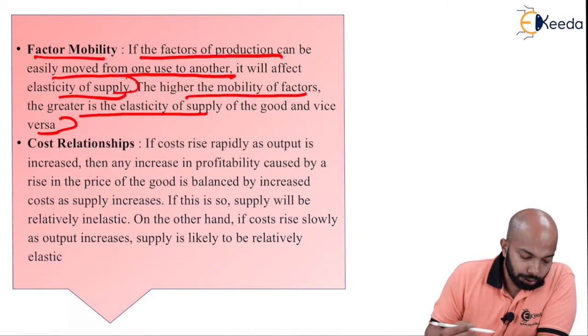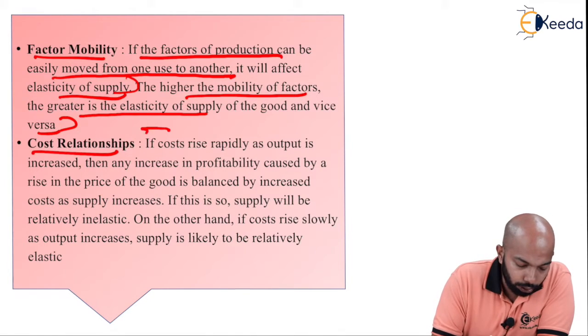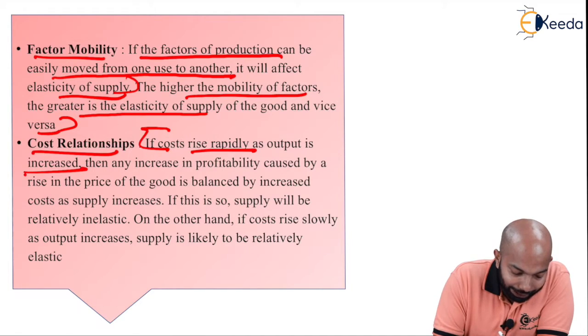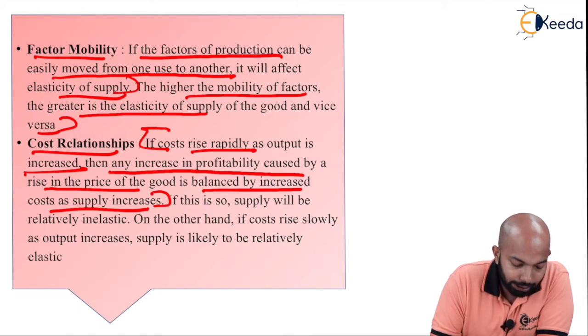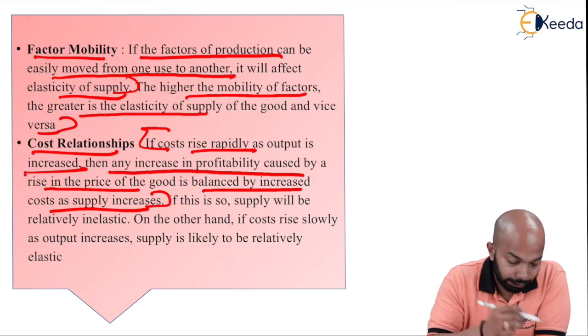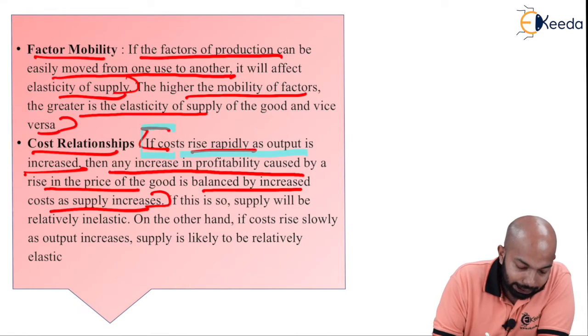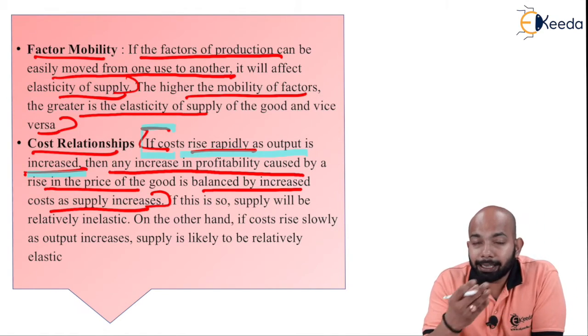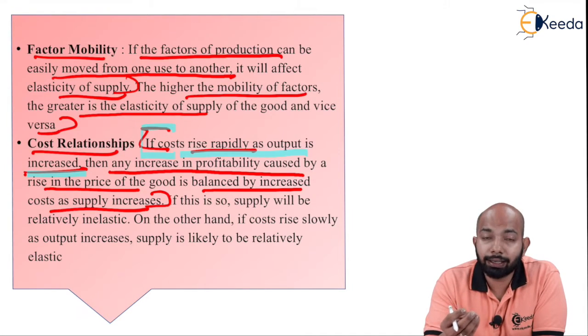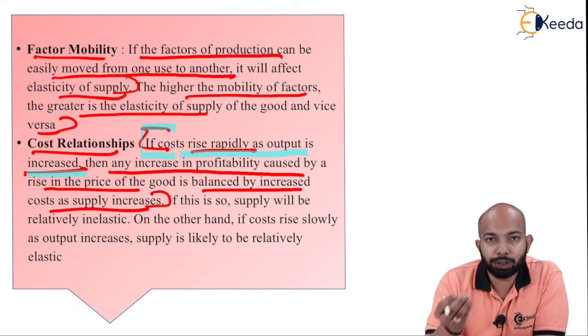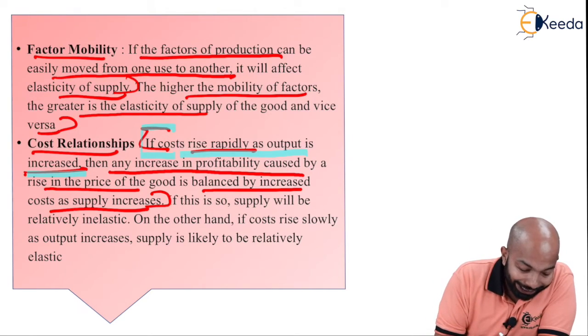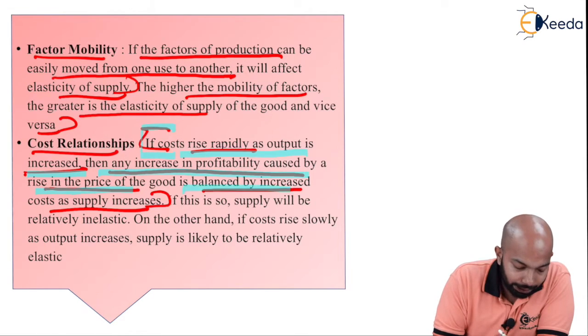Now the next part refers to cost relationship. If costs rise rapidly as output is increased, then any increase in the profitability caused by a rise in price of the good is balanced by increased cost as supply increases. They have mentioned, let me highlight it, cost rises rapidly as output is increased. I am increasing my supply, hence my output is increasing. Hence, to prepare that much output, my cost is increasing. Simple sense. Then any increase in the profitability caused by the rise in price of the goods is balanced by the increased cost of supply.